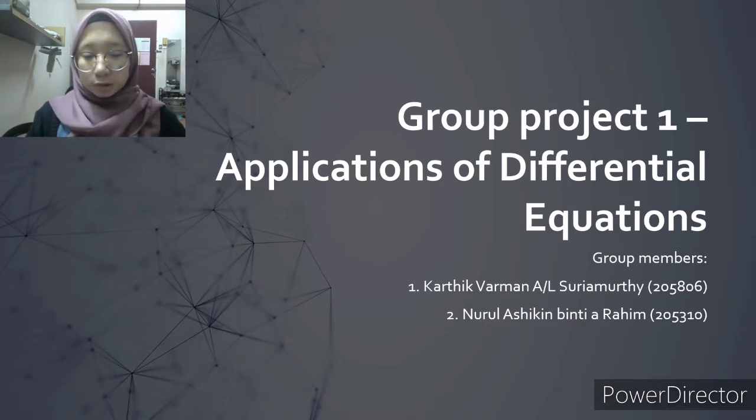So I will present about Newton's law of cooling and the decay equation, while Kartik will present about the exponential growth model and RL circuit.